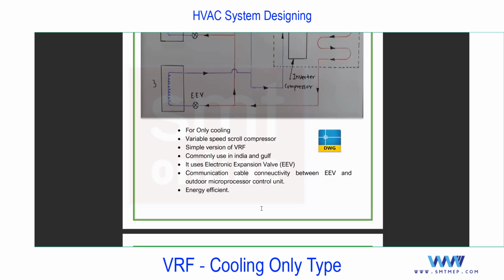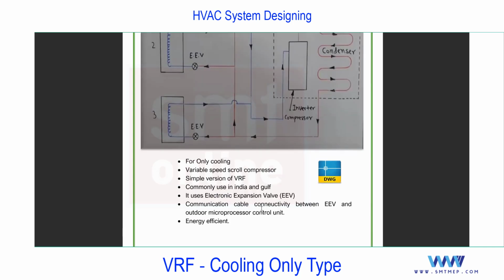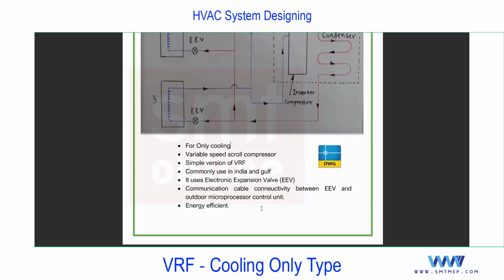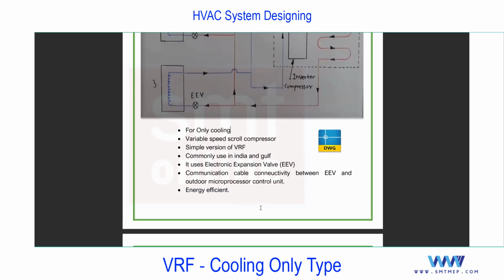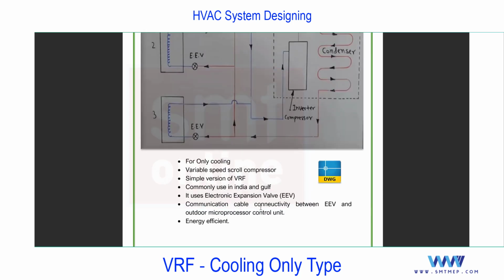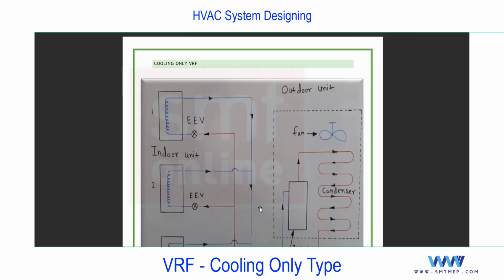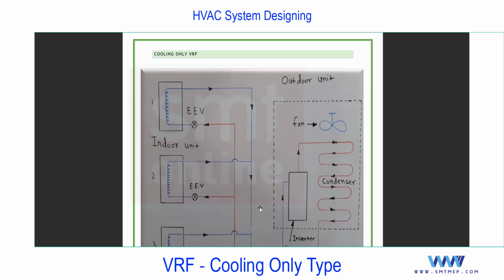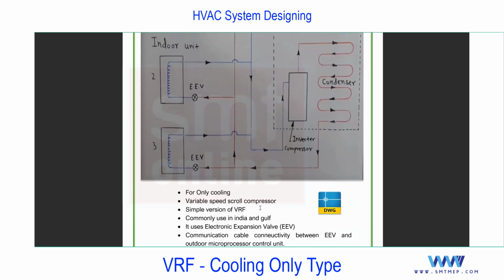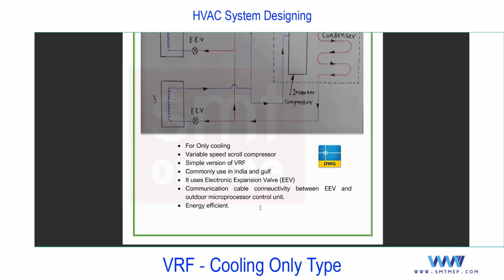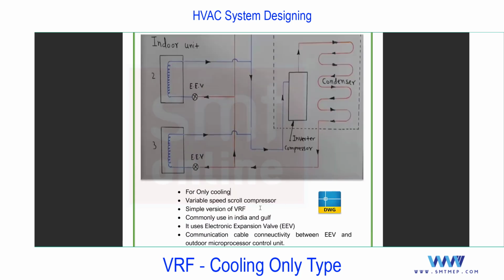Next, communication cable between this EEV and the control unit of the outdoor, and energy efficient compared with the split of a normal compressor. And apart from this, we have a list of other advantages that we'll discuss all together after completing all these three types. Okay, so this is only for the cooling only type.